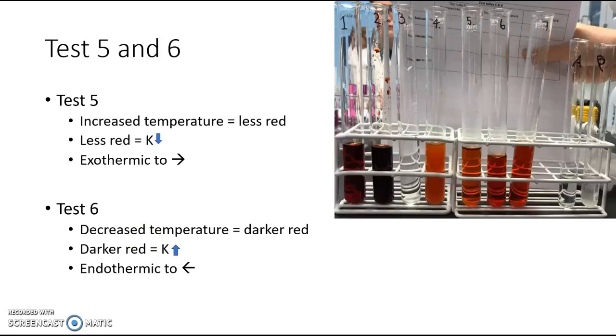So in test tube 6, we decreased the temperature and it became darker red. And that would indicate that the K value must have gone up, which would indicate that the reaction must be endothermic to the left. Because, as we know from Le Chatelier's principle, the reaction will always do the opposite of what has been done, meaning that when we decrease the temperature, it will try to increase the temperature again, so it will create more products again.